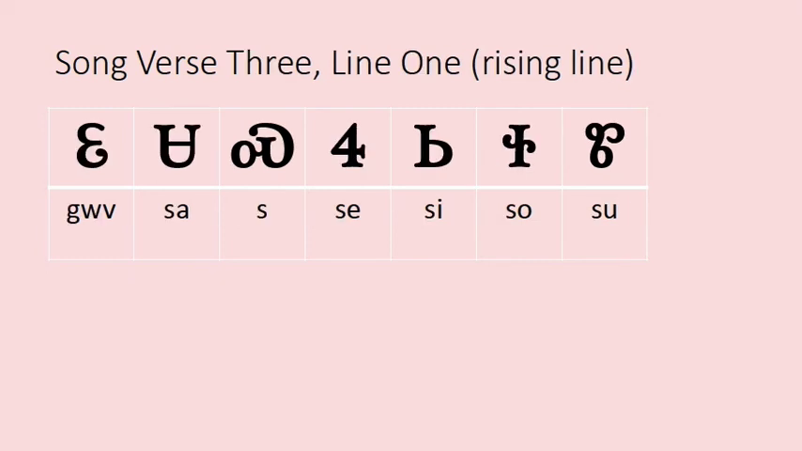And then we're going to go to song verse 3, which is going to have 4 lines, just like the first verse. Line 1 rising, and then the next 3 lines falling.